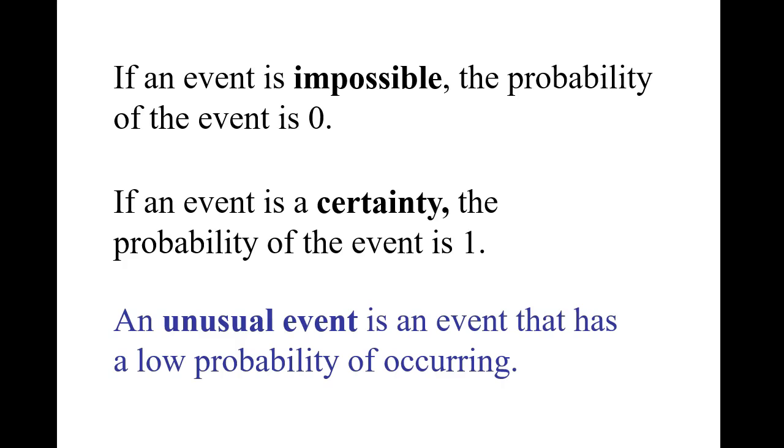More notation. If an event is impossible, then the probability of the event is said to be 0. If an event is absolutely certain, then the probability of the event is said to be 1. An unusual event is an event that has a low probability of occurring. A rule of thumb in statistics is that an unusual event is something below 5%.